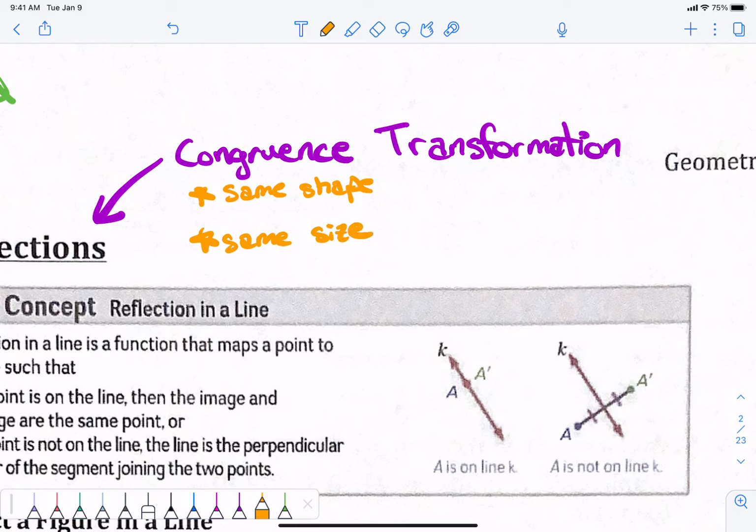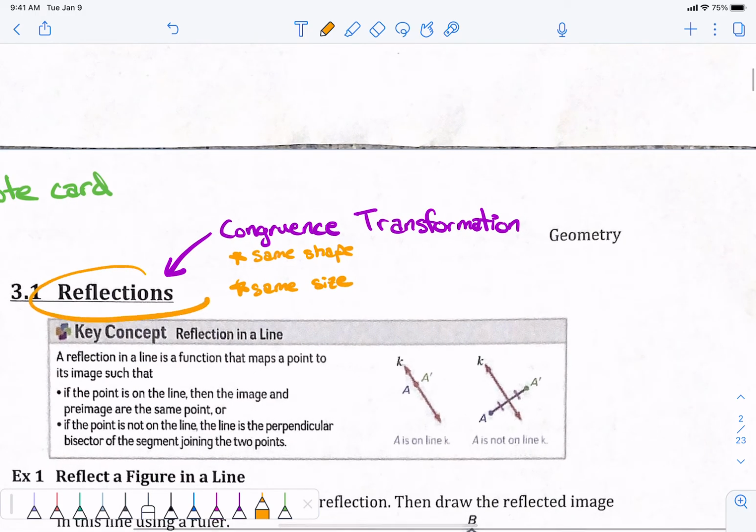It is a congruence transformation, meaning that when we reflect things over lines, that type of thing, we're not changing the shape and size of it. So as you're drawing these, if the thing that you draw doesn't look the same shape and same size as what you had before, you did not do it right.